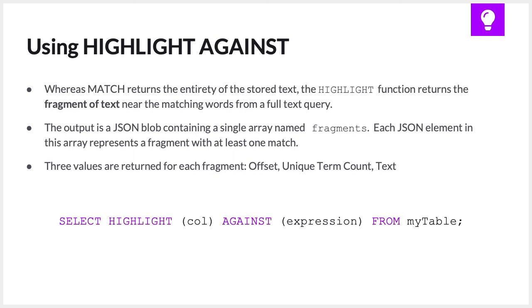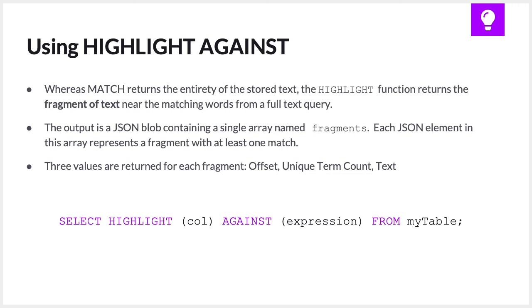The highlight function is similar to the match function, but instead of just simply returning the entire document where the search term was found, the primary purpose of highlight is to actually return a small snippet of text where the search term was found. SingleStore will package these snippets in a JSON object that is essentially an array with elements for each occurrence in the document.